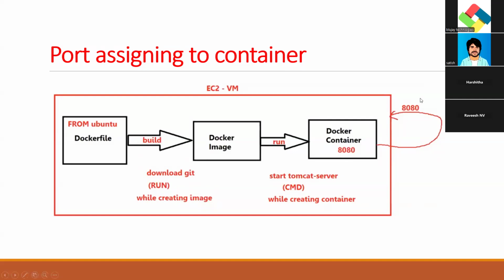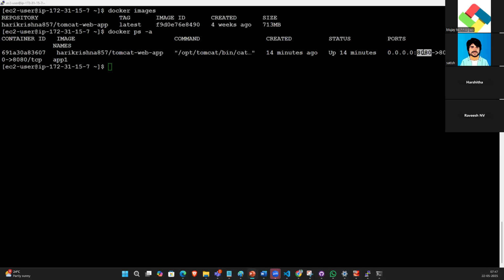First is the 8080 for the VM, and this 8080 is the container. So -p is nothing but we provide the host port and the container port. The first one is the host port, the second one is the container port.